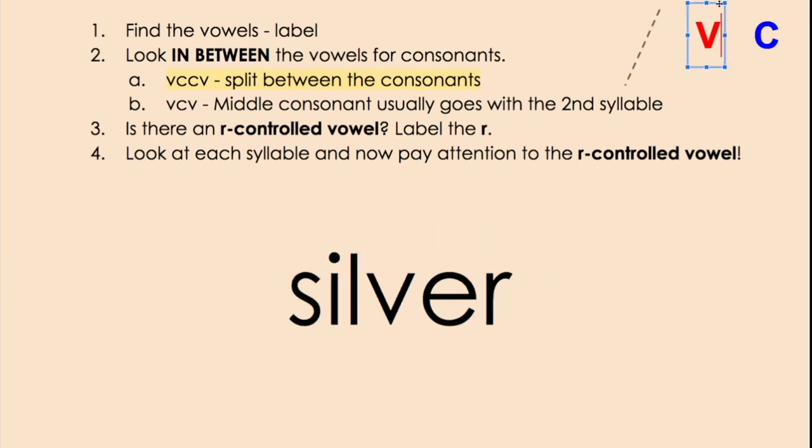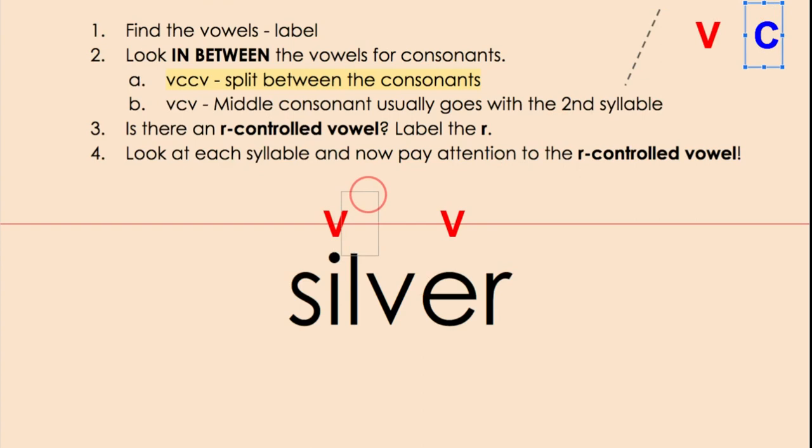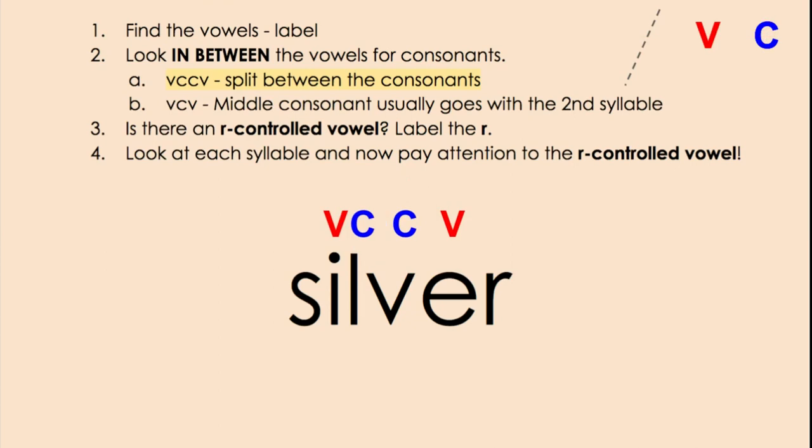Here is our last word. We are going to start by looking at the vowels, just like usual. I see an I, I see an E. Then we're going to do the consonants in between. There's an L, and then there is a V. Fabulous. Now we can either label any R-controlled syllables if we want, or we can split it.